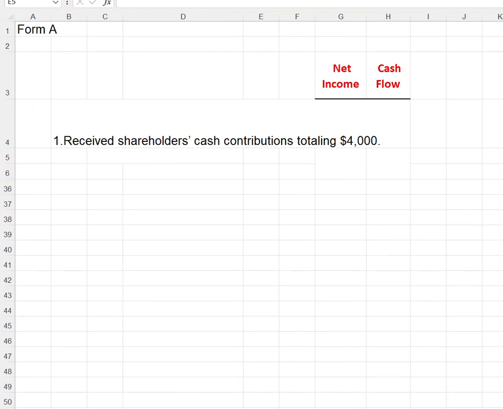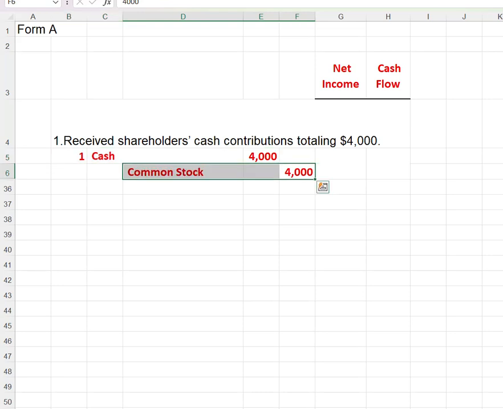Our first transaction, we're told that we received shareholder cash contributions totaling $4,000. So we get cash, an asset increase, and we increase assets with debits. And the credit would be to common stock, which is the shareholders' equity.